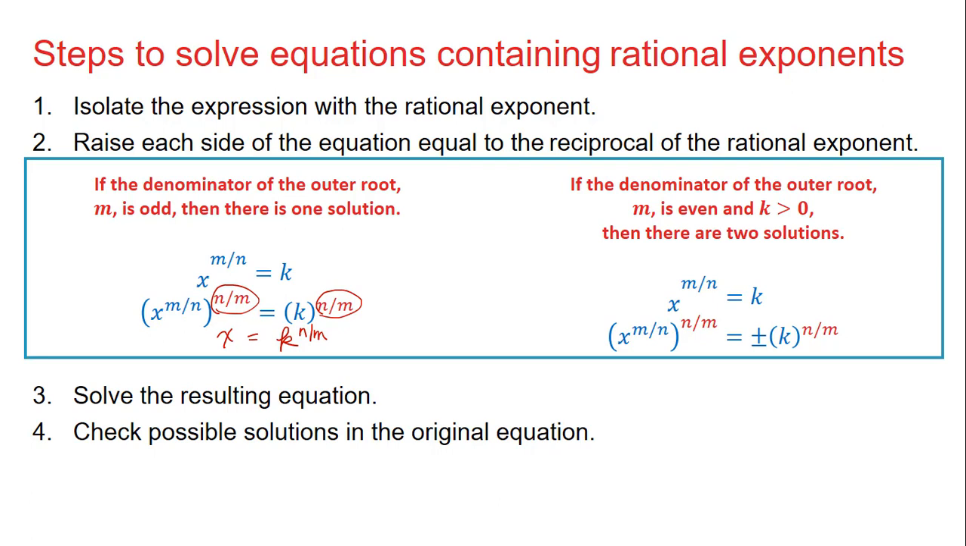But the key actually lies in whether the denominator of this outer exponent is odd or even. If it is odd, we will just have one solution of the equation. If it's even, we'll have two solutions. And I'll explain that as we go through. I did give you some explanation of this in the text as well. But the key is we want to isolate the expression with the rational exponent, raise each side to the reciprocal of that exponent, and then solve the resulting equation, and we can check possible solutions.